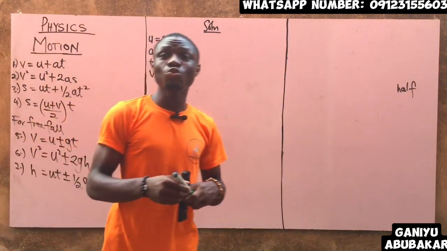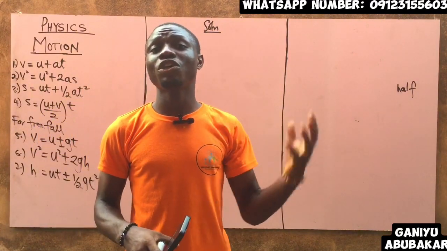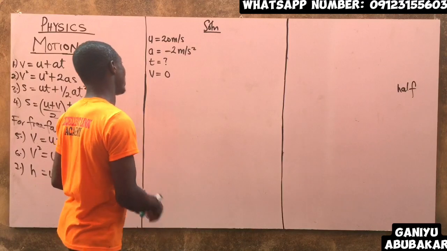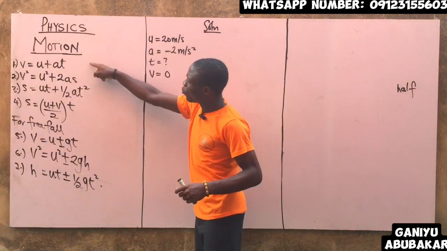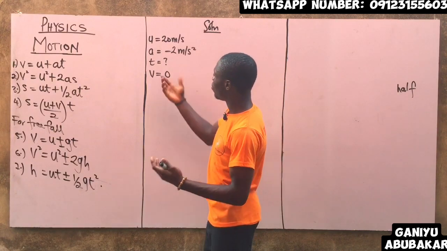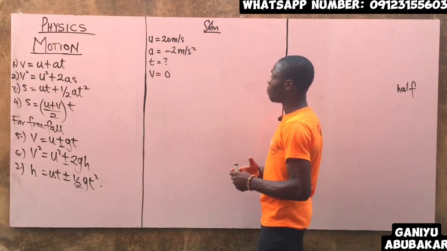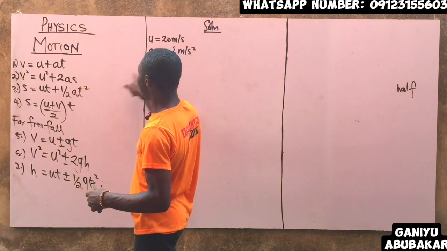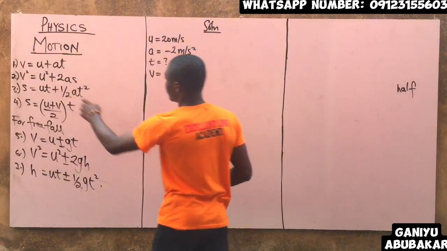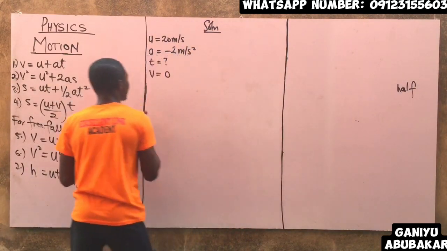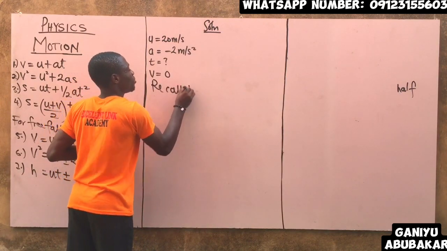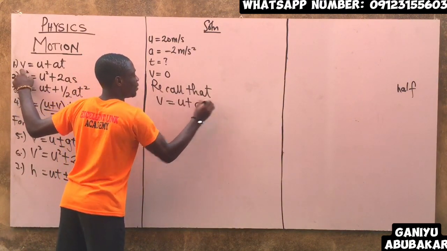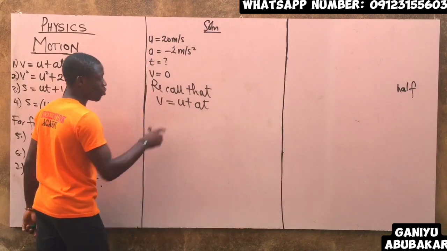Your task is that u and v will not always be given, but from the question you phrase out your v and u. So in this case my v is 0, and I'm looking for t. With these four equations, which one suits? I have u, a, v, and I'm looking for t. I can actually use equation 1, that is v is equal to u plus at. So I can easily look for my t here because all these parameters are given.